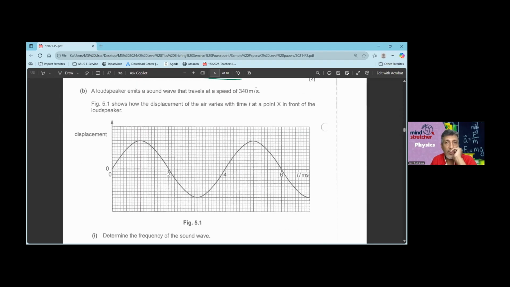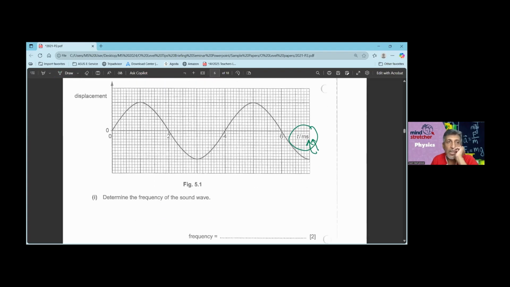Let's take a look at this. A loudspeaker emits a sound wave that travels at a speed of 340 meters per second. They give the displacement-time graph. Now, guys, please be careful. Look at that, this is millisecond. I repeat, please look at your axis very carefully. They say calculate the frequency. So the period is 4 millisecond, guys.